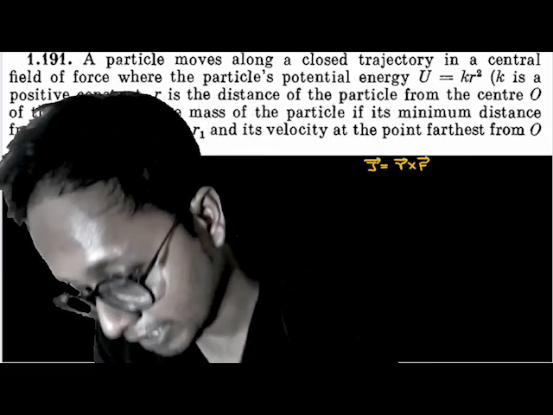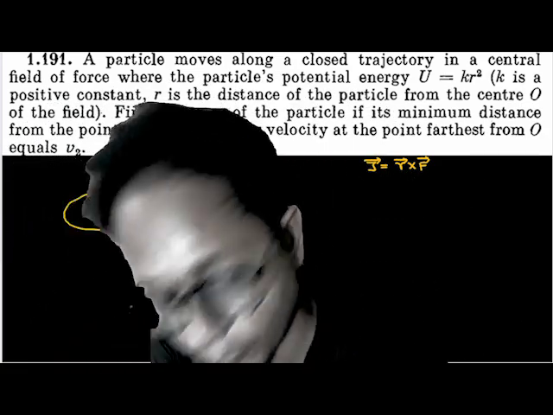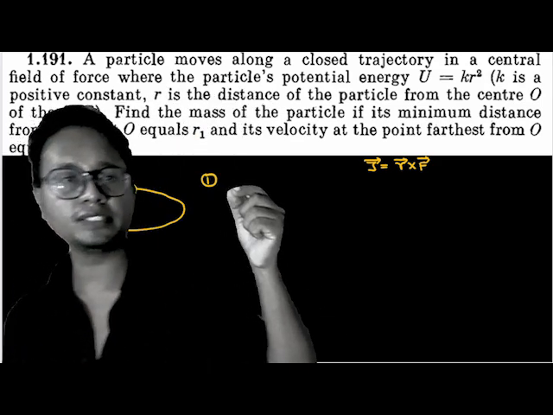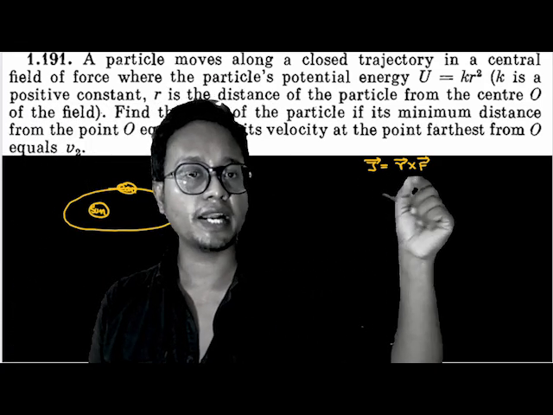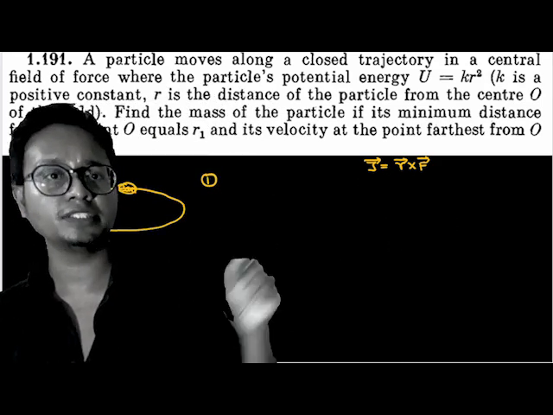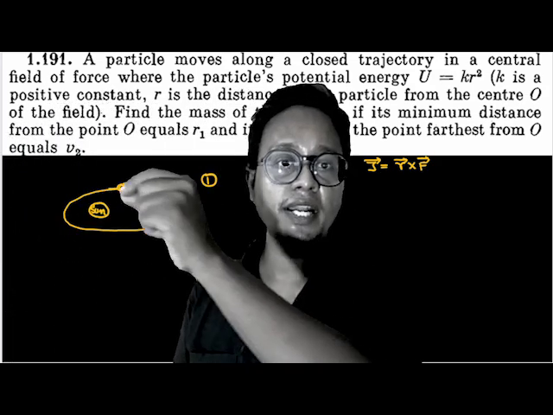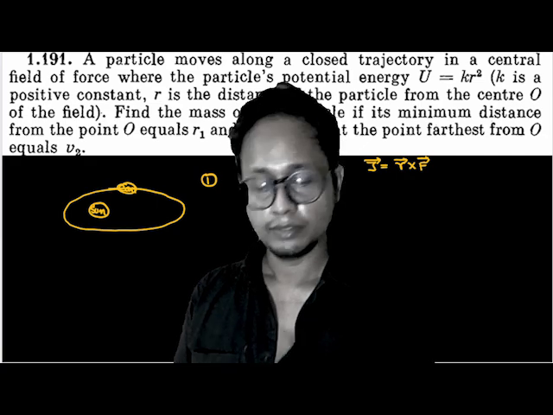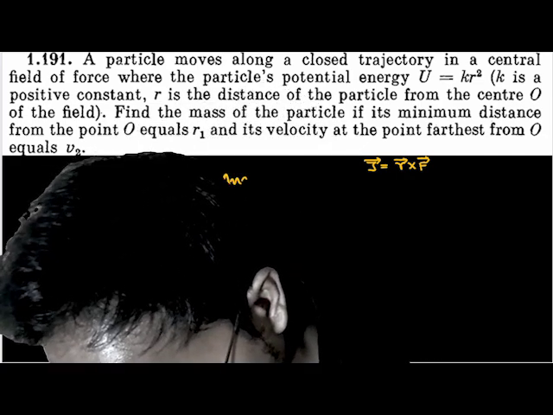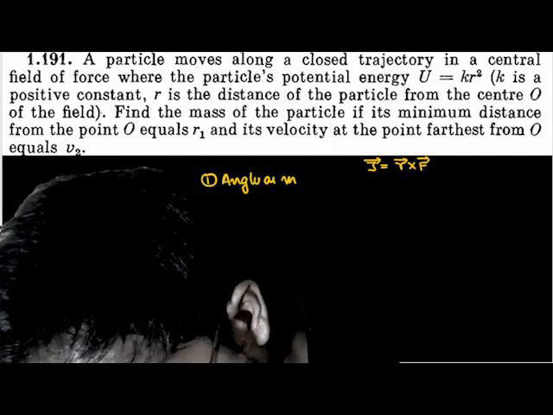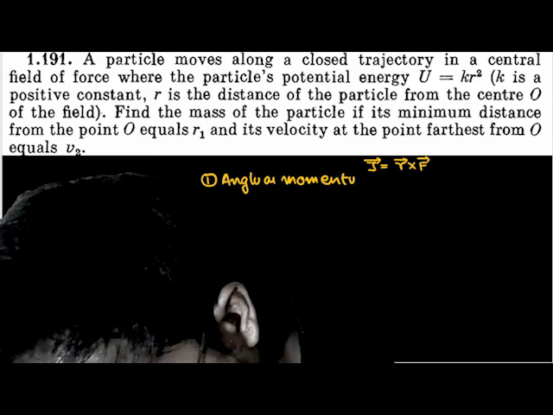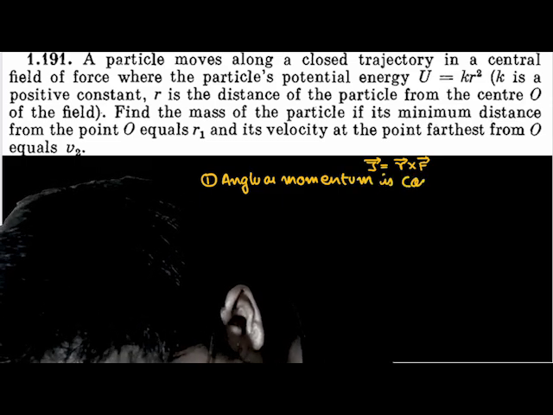So the first thing in elliptical orbit, we learn that if central forces are acting, that means the angle between R and F is 0. If central forces are acting, that means the torque is equals to 0. So if torque is equals to 0, angular momentum in an elliptical orbit is always constant. Angular momentum is conserved.